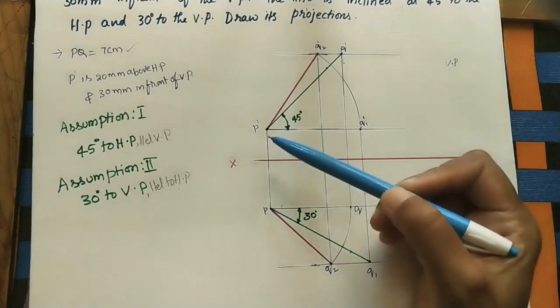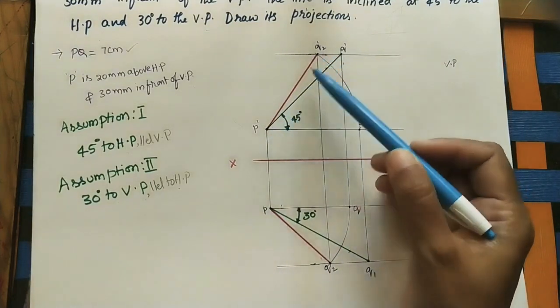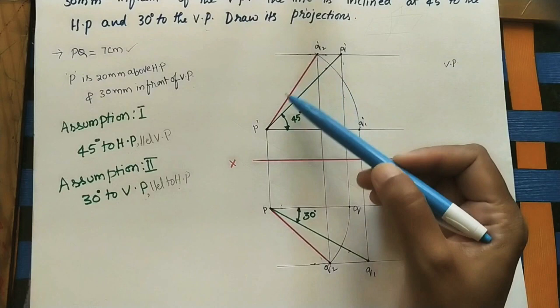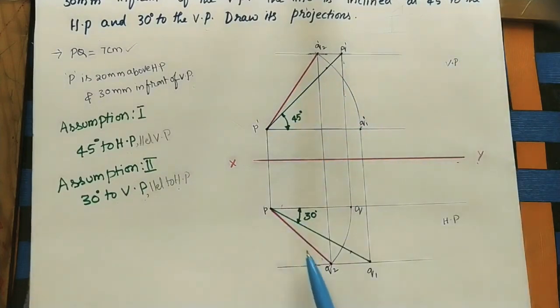Sometimes in the question they are asking what is the final front view length. At that time you have to measure with the help of a scale and you have to mark it here. So similarly, the final top view length we can measure with the help of a scale.